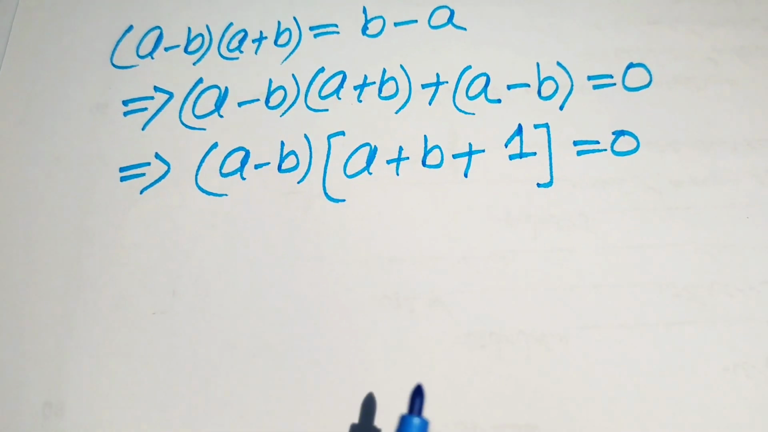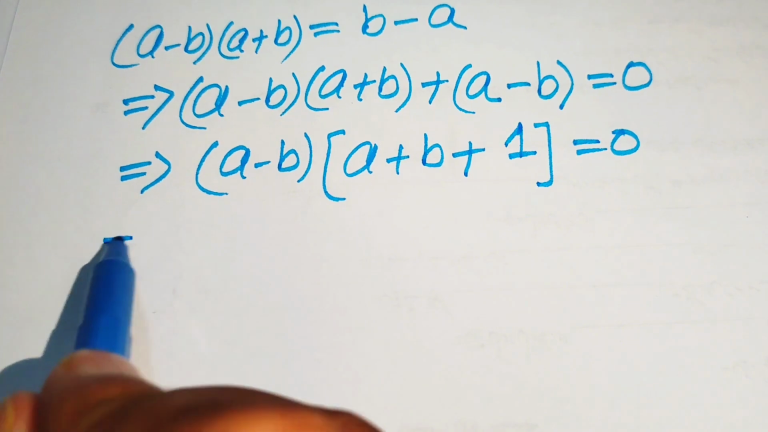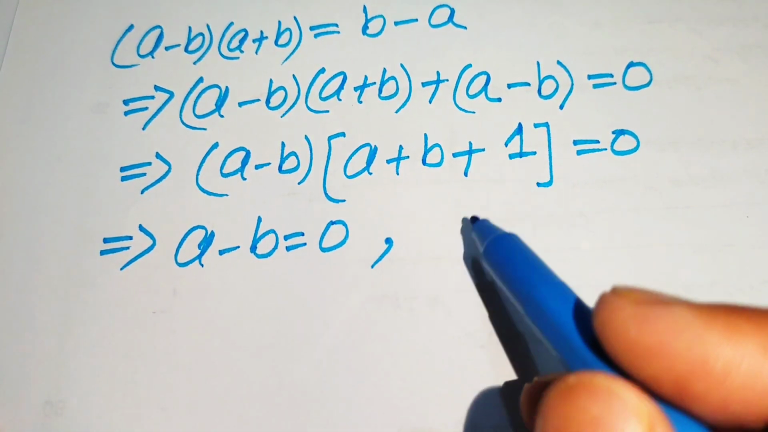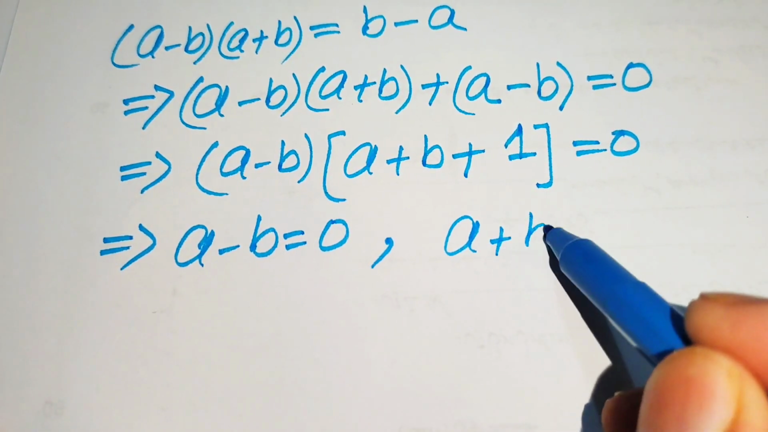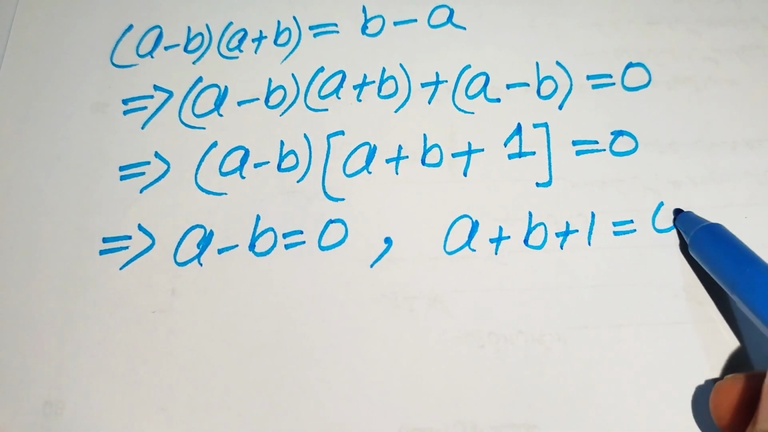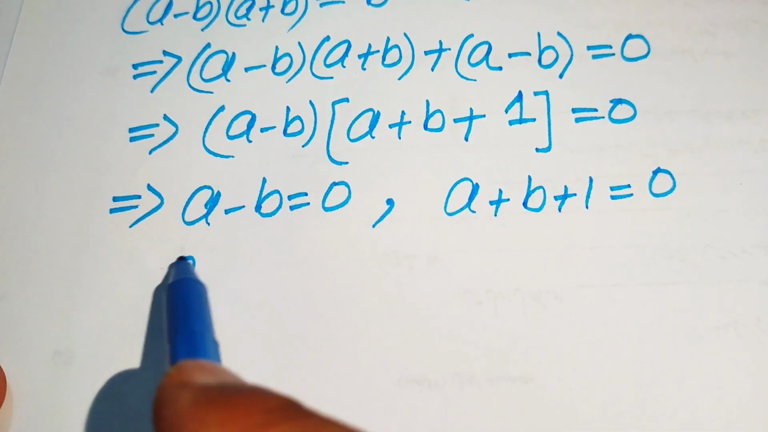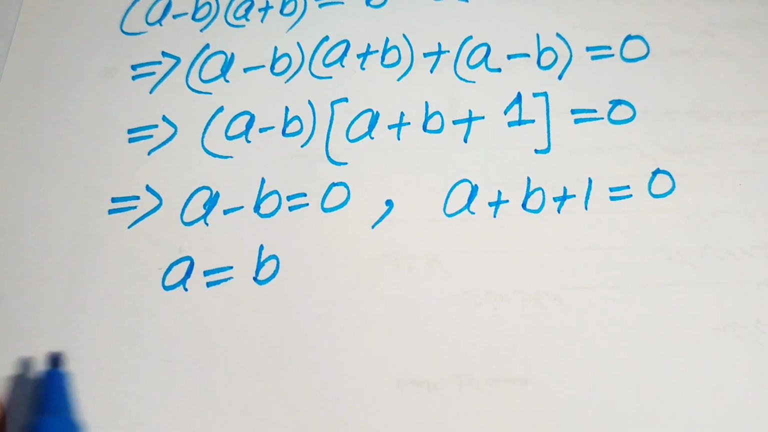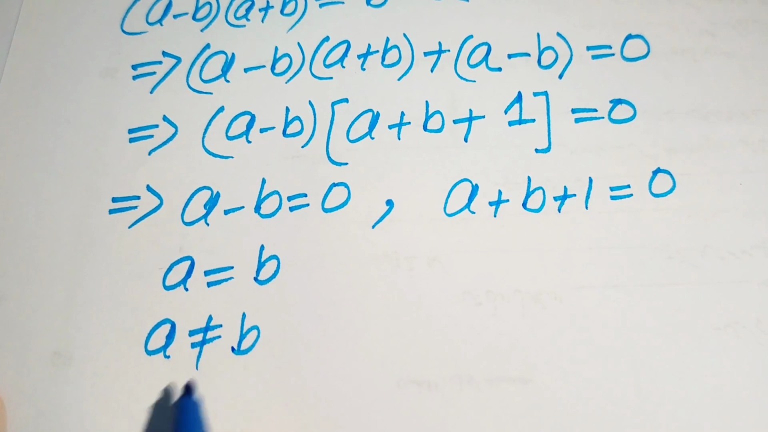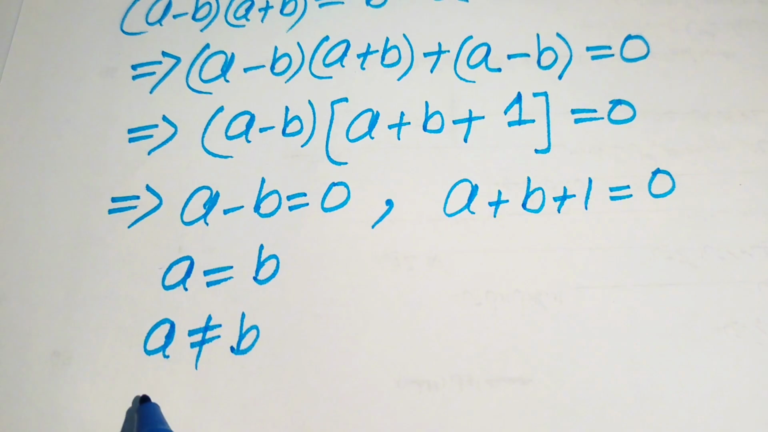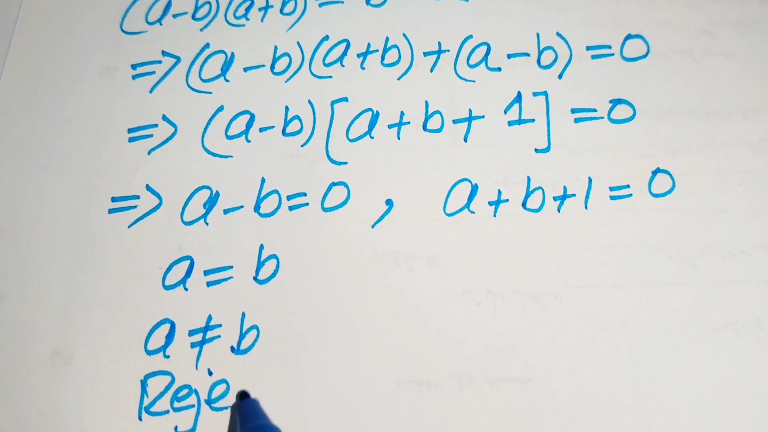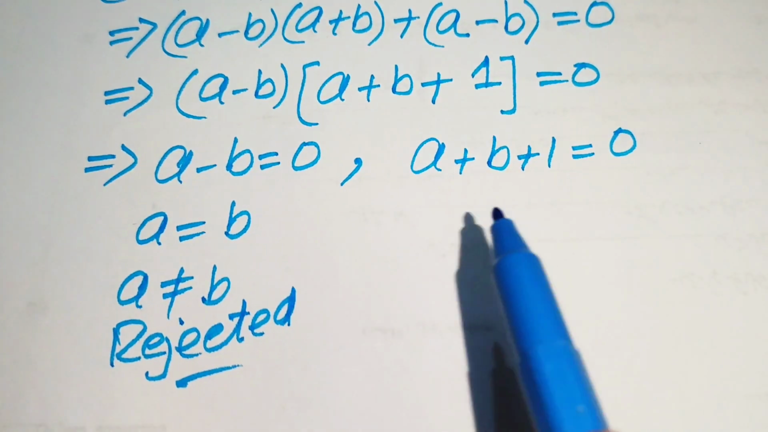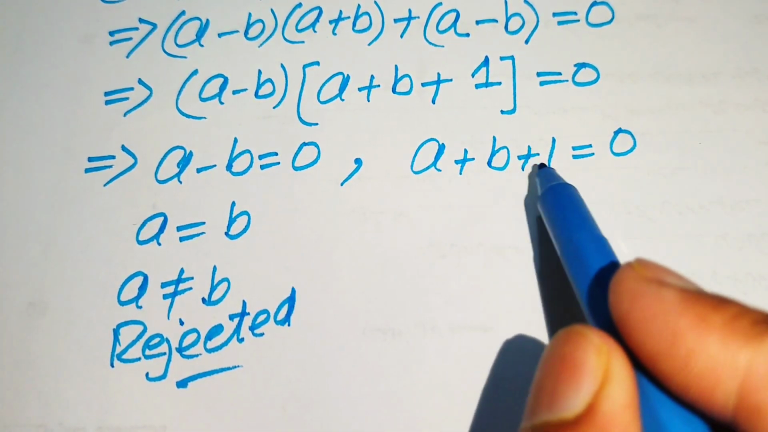In the next step, we convert this into two cases. Our first case is we take a − b equals 0, and the second case is we take a + b + 1 equals 0. In the first case we get a equals b, but in the given statement we are told that a is not equal to b. So we cannot choose a equals b, and we reject this case and proceed with the other case only.